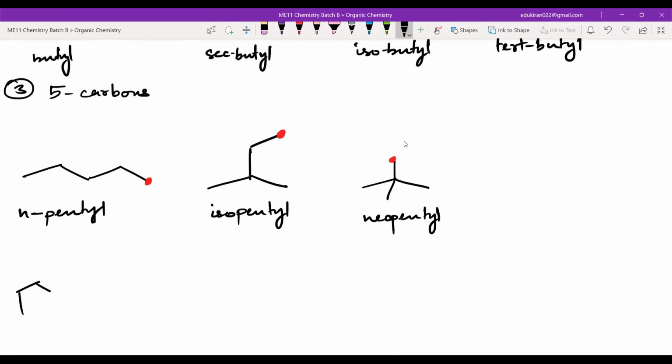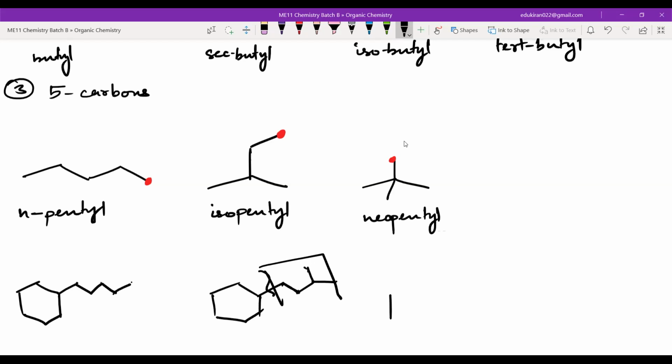Okay. So again, I'm taking cyclohexane. So 1, 2, 3, 4, 5. 1 carbon, 2 carbons, and in the third carbon we have groups attached. So 1, 2, 3, 4, 5 carbons attached. So again, this group, okay. So this is normal pentyl, this is isopentyl.